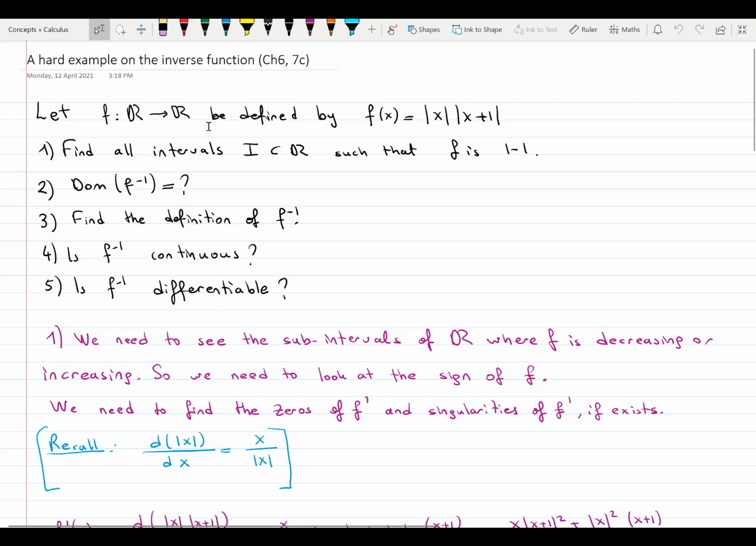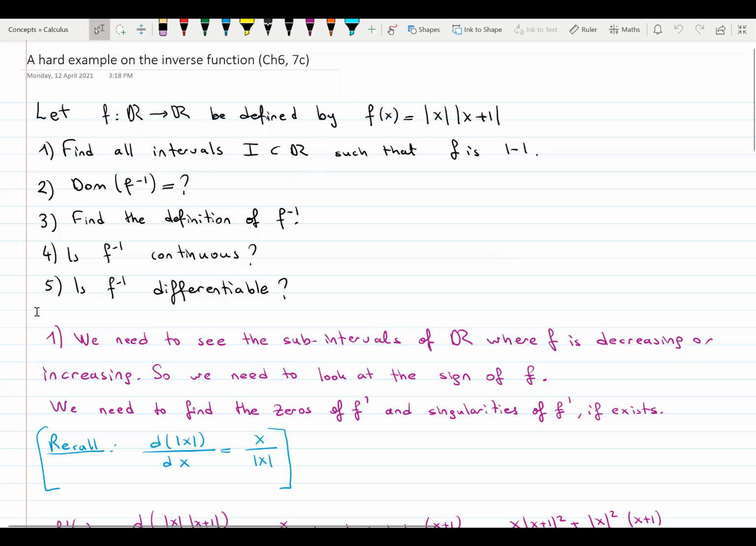Hello. In this video, I would like to solve a hard example on inverse function. Of course, difficulty is a subjective thing, so it is assumed to be difficult. Let's see how you feel about it. Let f be a function from R to R defined as |x| times |x + 1|.